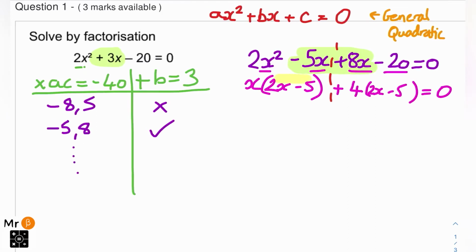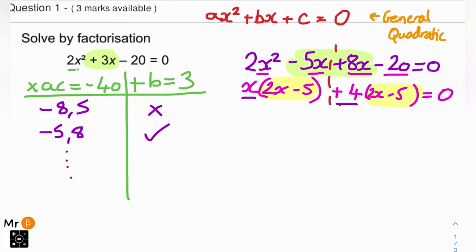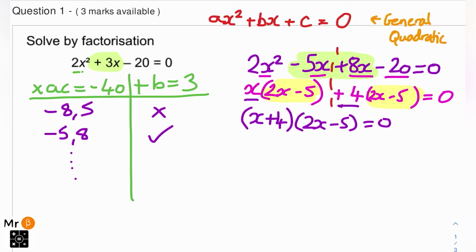This is your first check. Your brackets should be identical. If they are not identical, something has gone wrong. So check how you factorised and check you factorised fully. Now we know we've got x lots of this 2x minus 5 bracket plus another 4 lots of this 2x minus 5. In total, we would have x plus 4 lots of this bracket 2x minus 5. Our 2 terms, which are outside the bracket, come into this first bracket together.